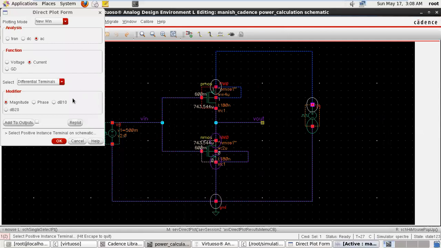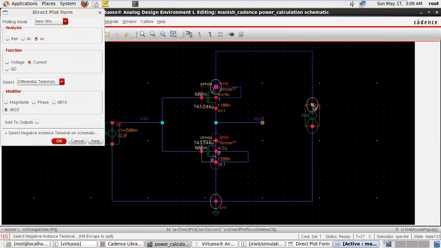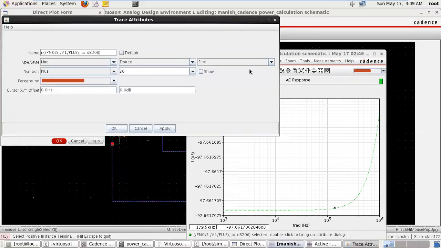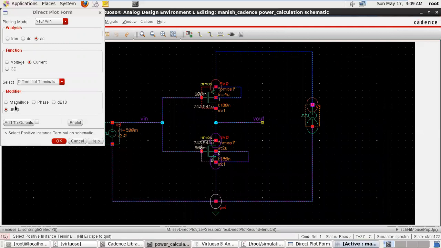So that is the difference. You can take the magnitude, dB, phase. Suppose we want to take the 20 dB value of the differential current, so select the 20 dB. This is current 1, that is current 2. So this is representing the dB value of your current. Apply. So that is the differential current. Whatever you require, magnitude, phase in dB, you can add to the output when you click here.